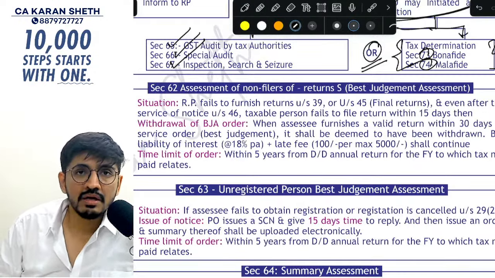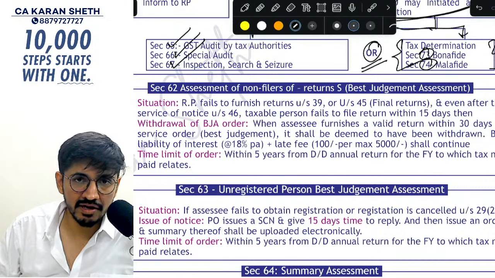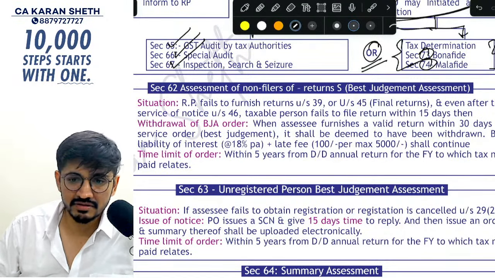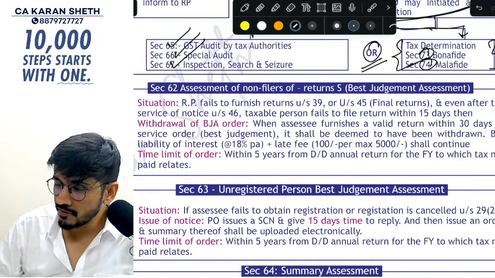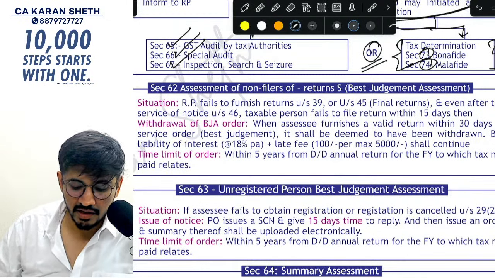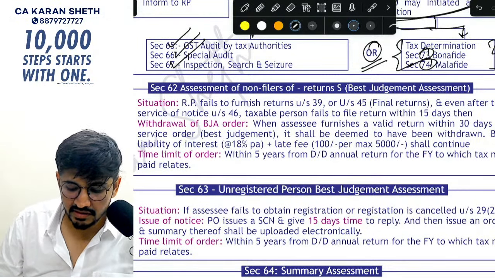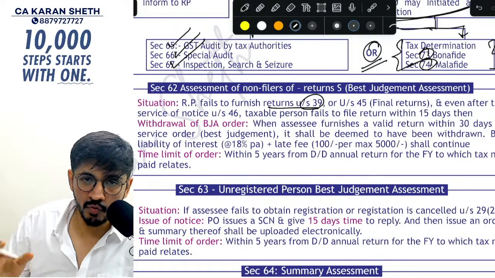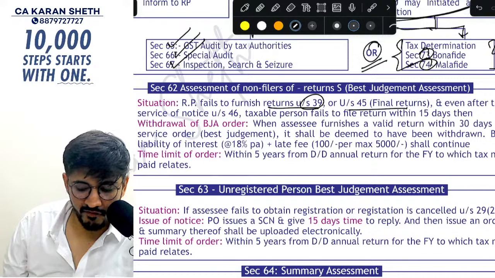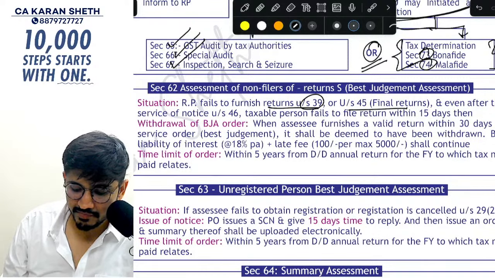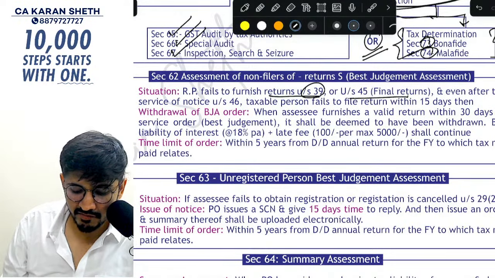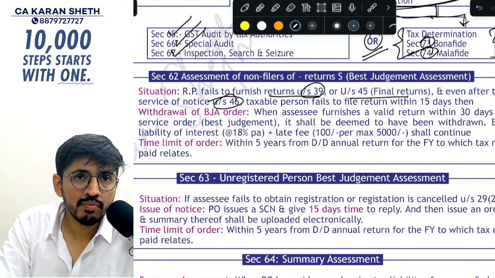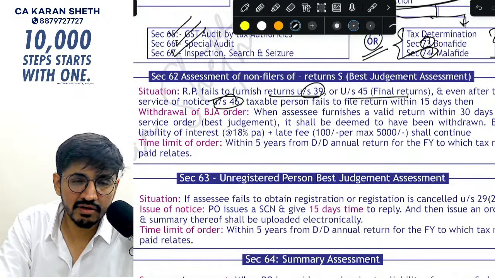Understand now. So obviously you are supposed to file returns within a specific due date, right? But if you don't file returns, especially under section 39, that is your 3B, GSTR-4, 5, 45 final returns, and even after the service of notice under section 46, you do not reply within 15 days.